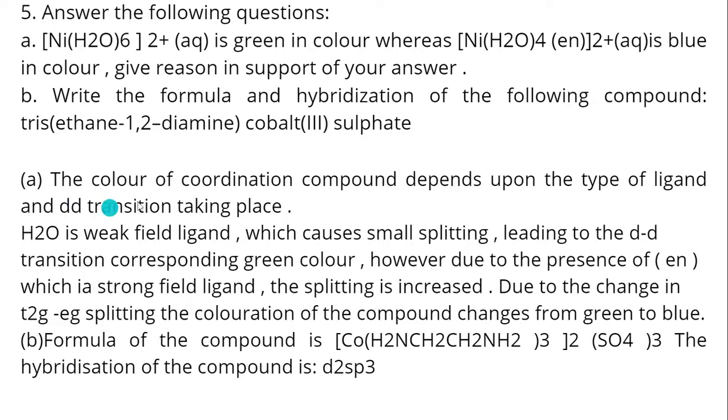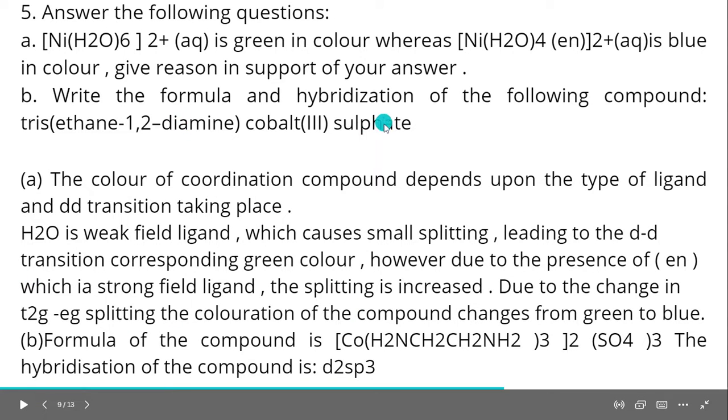The color of a coordination compound depends upon the type of ligand and the d-d transition taking place. H2O is a weak field ligand which causes a small splitting, leading to the d-d transition corresponding to green color. However, due to the presence of the strong field ligand en, the splitting increases due to the change in t2g and eg splitting, and the color turns from green to blue.